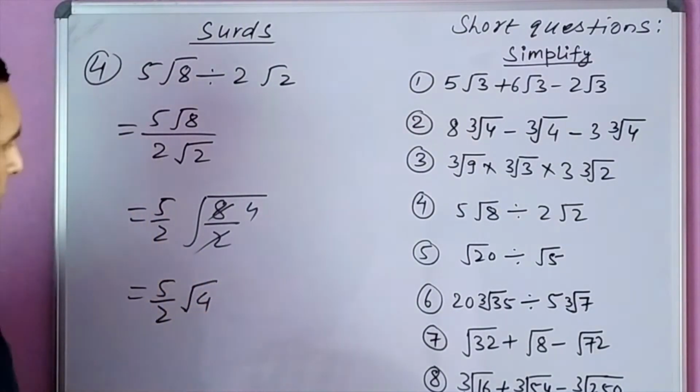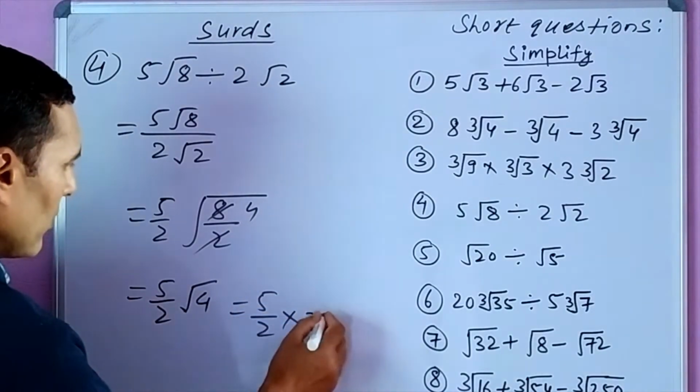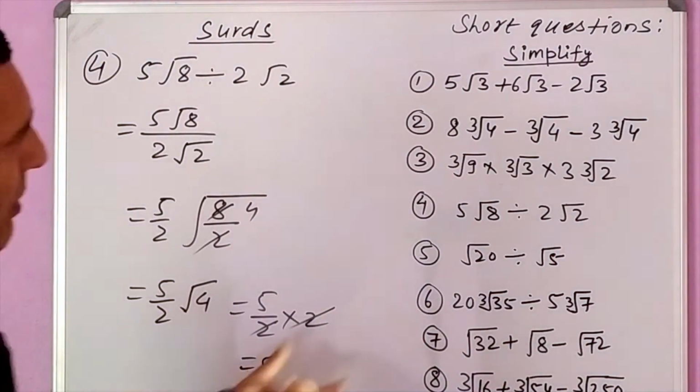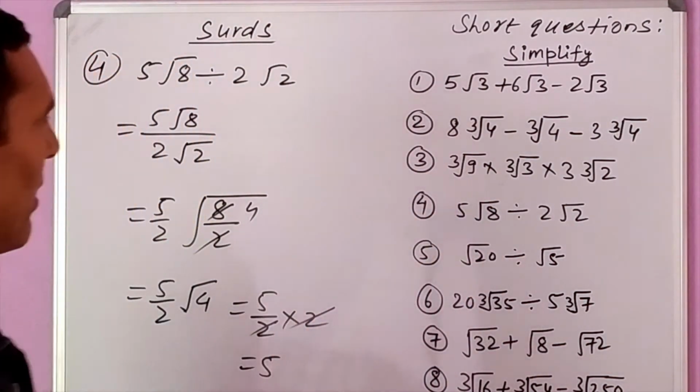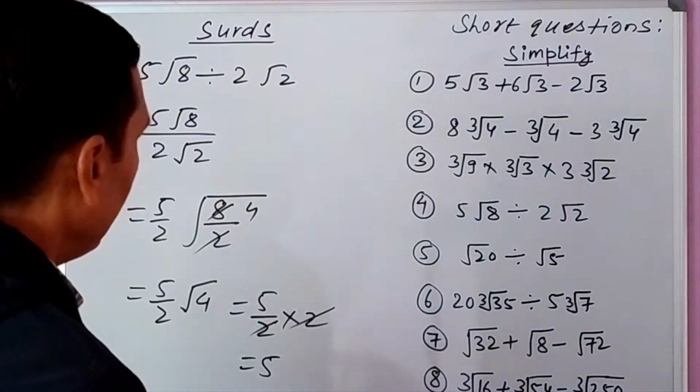And we know that the square root of 4 is 2. So it is 5 upon 2 into 2. The 2 cancels, so it gives 5 only. So the answer of question number 4 is 5. Similarly, question number 5 also can be done in the same way.